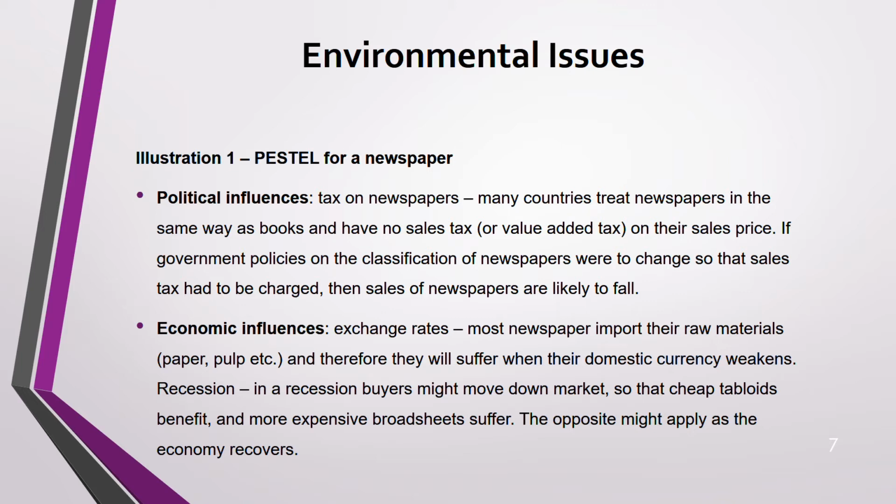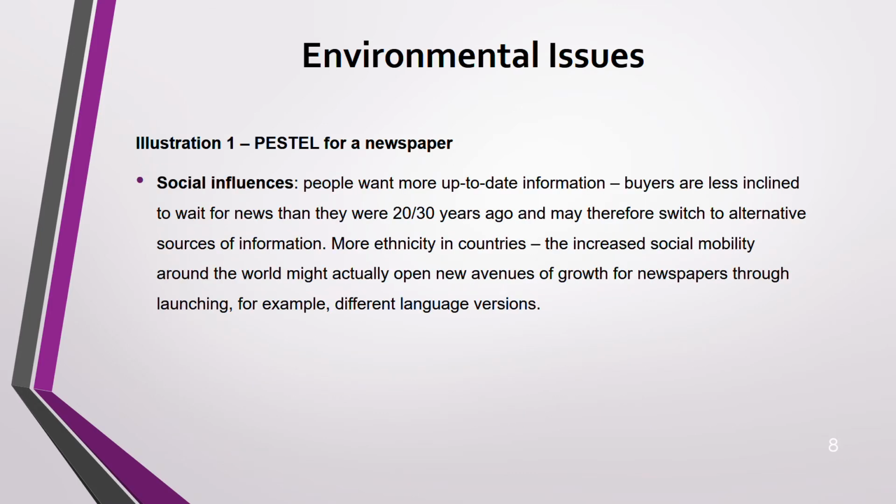The second economic influence is recession. In a recession, the buyers move down market. What is the meaning of down market? They will start spending less. They will go for the cheap alternative, like cheap tabloids, rather than expensive newspapers. But the opposite will happen when the economy recovers. They will go for the more expensive newspapers. So two economic influences have been answered here. Now the third factor, social influence.